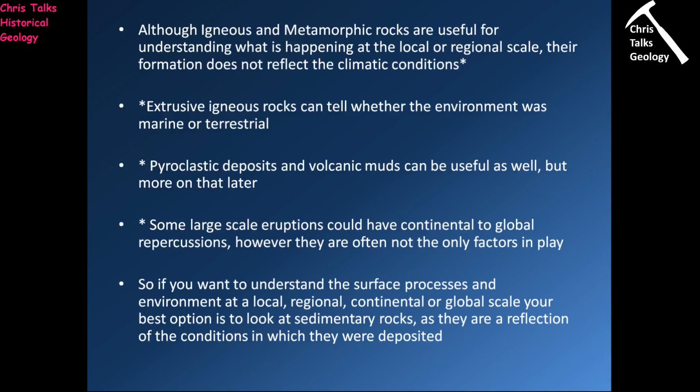We can also have some large-scale eruptions that have continental to global repercussions. When there's a very, very large volcanic eruption, it can put so much ash into the high atmosphere that some of that ash will reflect sunlight back into space. This can cause a noticeable decrease in global temperature. However, such an effect is typically only short-lived. It'll maybe last one, maybe two years at most, so it's not really going to have a very significant effect on the global environment.